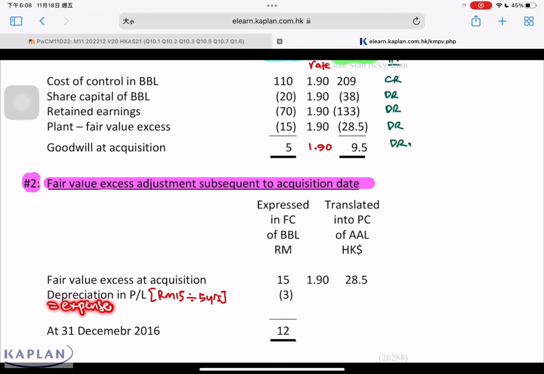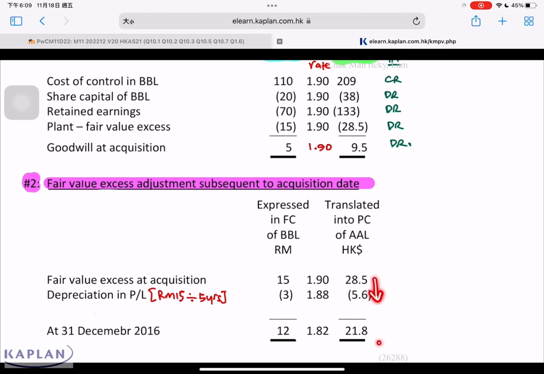Depreciation is an expense. Expense will be translated using average rate. The plant assets at the year end is the assets. Assets will be translated using closing rate. Average rate for the year is equals to 1.88. The closing rate at the year end is 1.82. Multiply. Hong Kong dollar is equals to 5.6. The closing balance for the plant assets to be depreciated over the remaining 4 years is equals to 21.8.